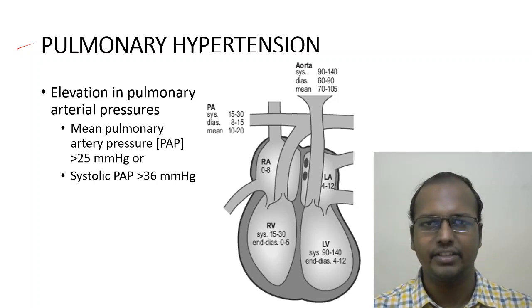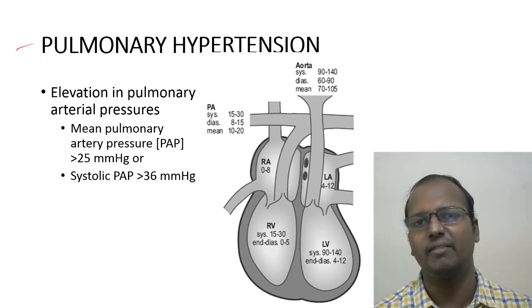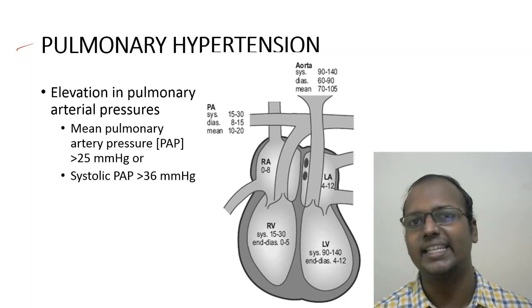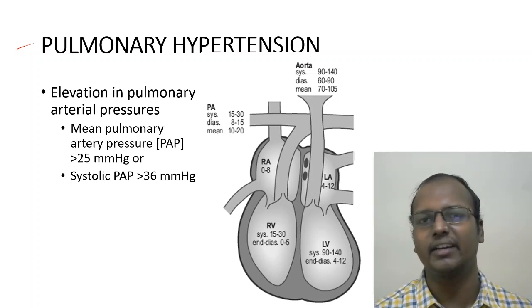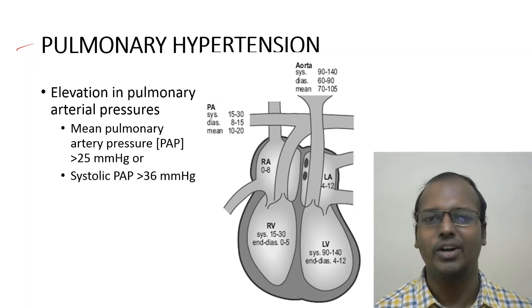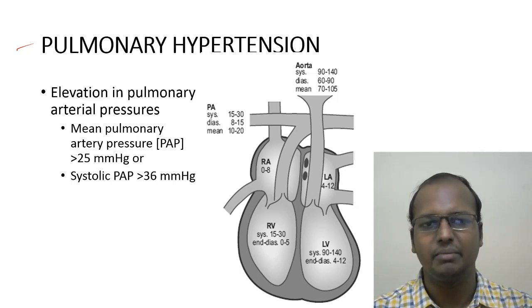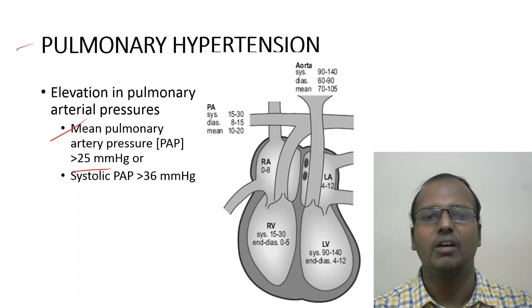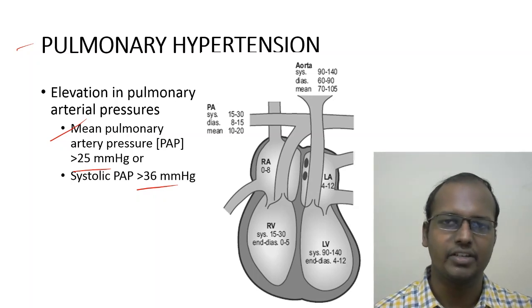Here there is another complication named pulmonary hypertension. That means there is an increase in blood pressure in the pulmonary vasculature. We discussed the second stenosis. The first stenosis is your mitral stenosis, whereas the second stenosis can occur in the pulmonary circulation because of the mitral stenosis. So pulmonary hypertension is also called second stenosis. There is elevation in the pulmonary artery pressures: mean pulmonary artery pressure more than 25 or systolic pulmonary artery pressure more than 36. This is the cutoff for telling that a patient has pulmonary hypertension.